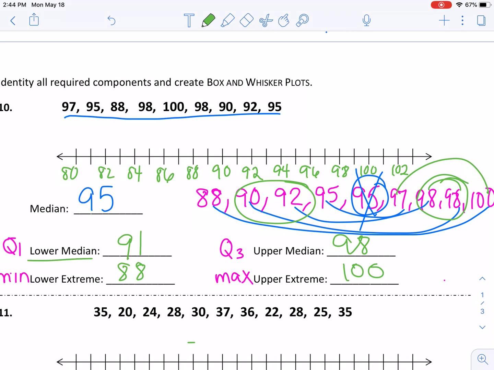So to create my box and whisker plot, I'm going to do 3 vertical lines, one at my lower median, one at my median, and one at my upper median. So my Q1 is 91, my median is 95, my upper median or Q3 is 98. I connect the box. Minimum or lower extreme 88, draw the whisker on, and upper extreme 100, draw the whisker on. There's my box and whisker plot.